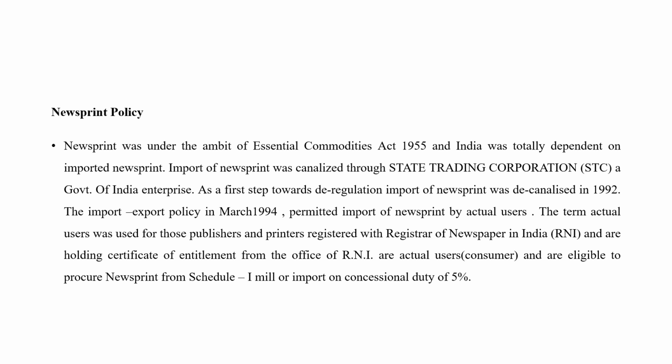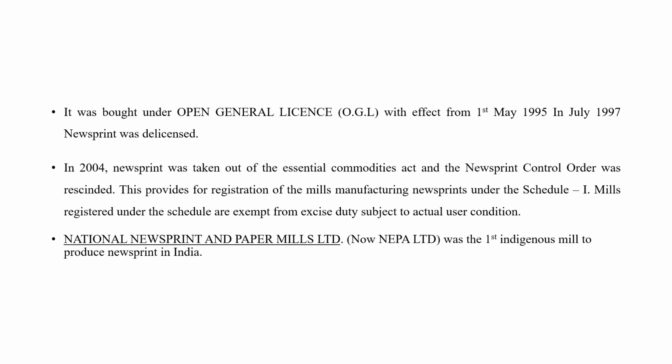The term actual user was used for those publishers and printers who were registered with the Registrar of Newspapers in India and were holding the certificate of entitlement from the office of the RNI. These people were eligible to procure newsprint from a Schedule 1 mill or import it on a concessional duty of 5%. It was brought under Open General License with effect from 1st May 1995. In July 1997, newsprint was delicensed.